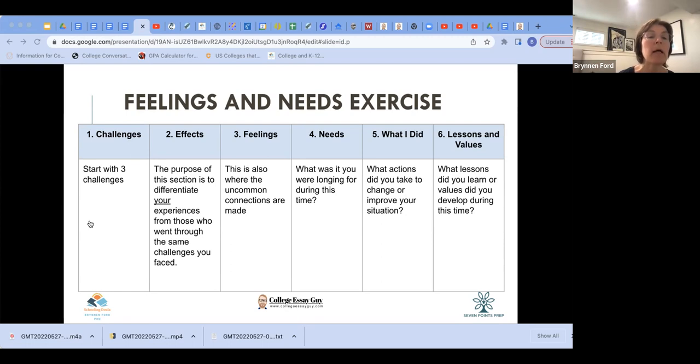What did you do about it, to either change or improve your situation? And then the lessons and values, which could be connected to the things in your BEABIES about the lessons learned, et cetera. But what is the big aha, or how are you connecting this experience to next steps in life? Okay, so I invite you, if you're thinking of doing that, to please do this feelings and needs exercise. This is in the workbook, past the section on montage. You get to the feelings and needs and to the narrative structure, and it's right there for you.